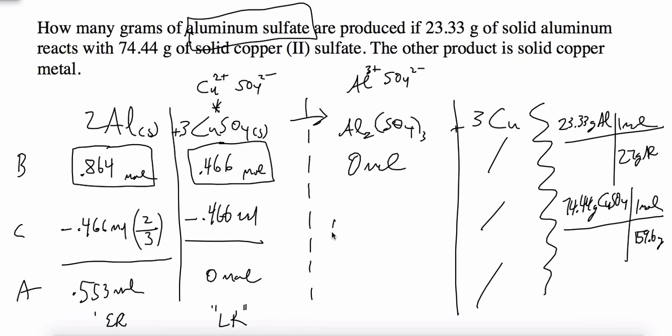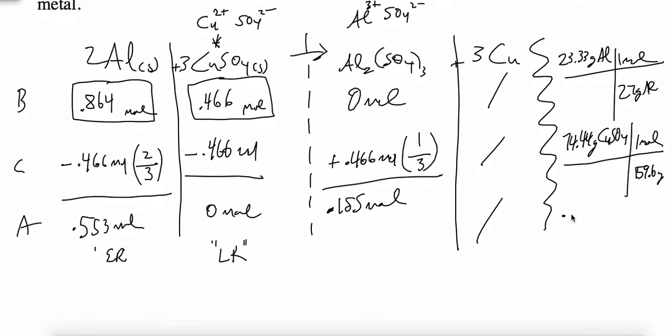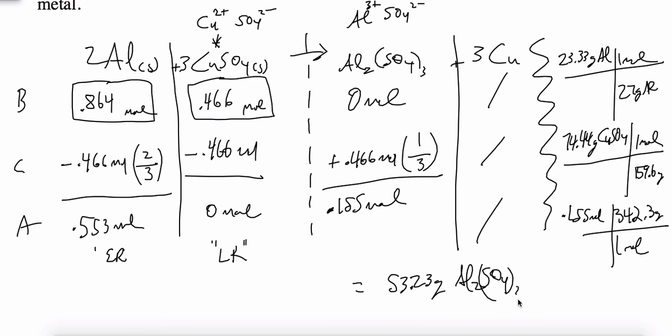This started off at 0 moles. I'm going to add 0.466 moles of reference here, multiplied by, in this case, 1 over 3. And I'm going to add these up, and I should arrive with 0.155 moles of that. And the answer is calling for mass. So 0.155 moles of that per every 1 mole of that. The molar mass is 342.3 grams. That's coming from this, which is 2 Als, 3 S's, and 12 O's. So you do that out, that's going to give you your answer, which is 53.23 grams Al2(SO4)3 solid.